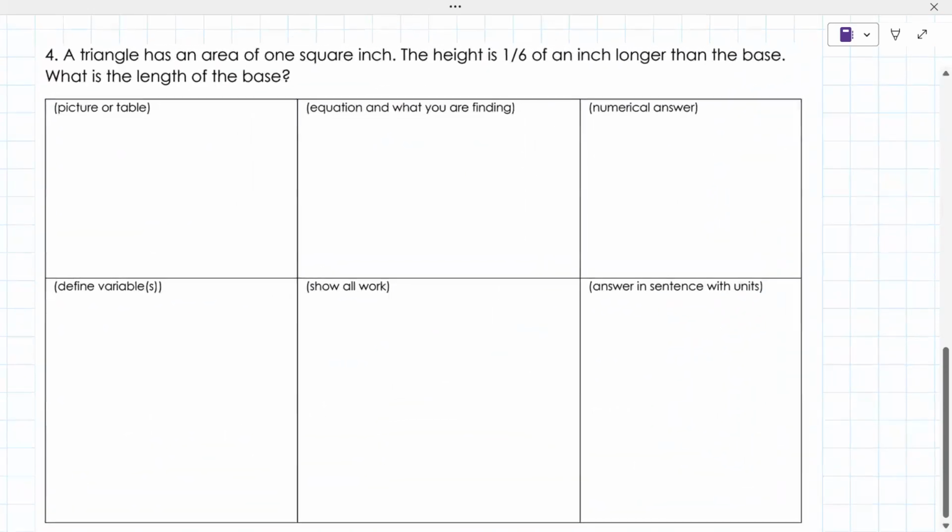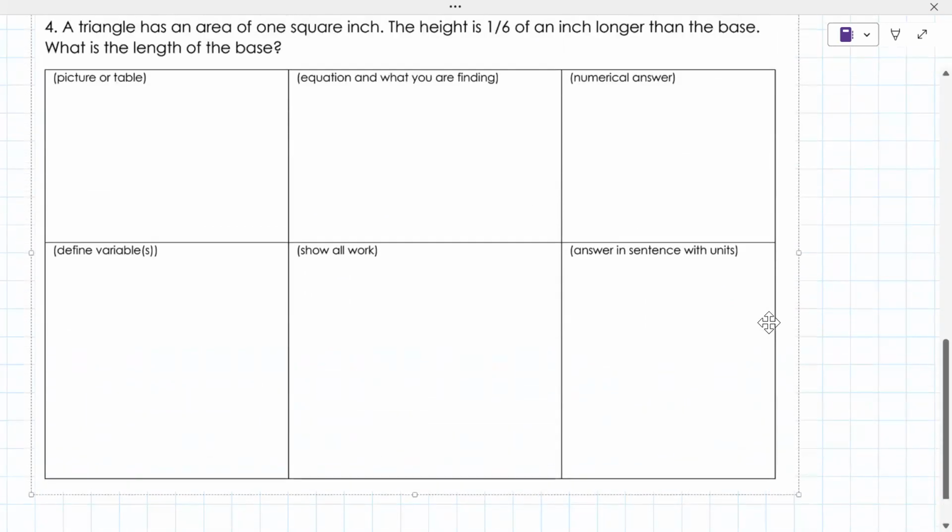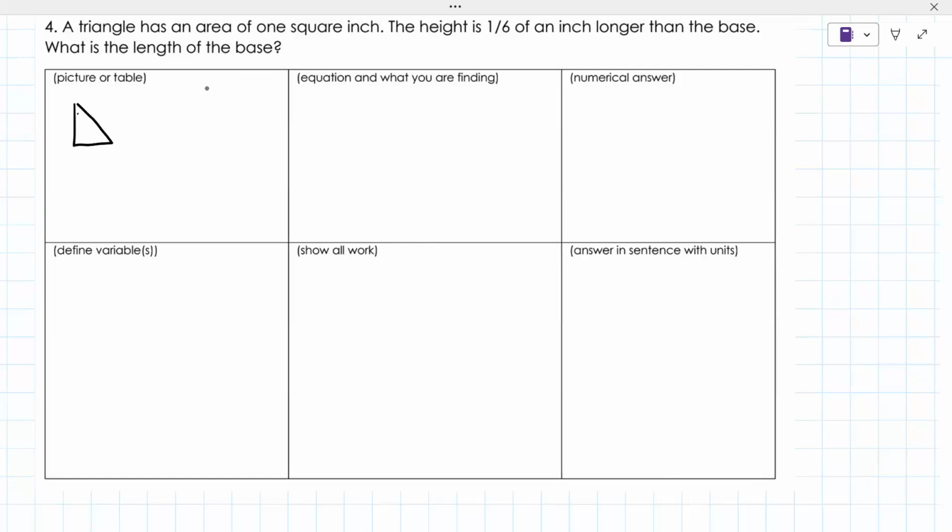A triangle has an area of 1 square inch. Let me make it a little smaller. So we might make a note of that, that it has an area equal to 1. The height is 1/6 of an inch longer than the base. So here's the base, x. The height is 1/6 longer.